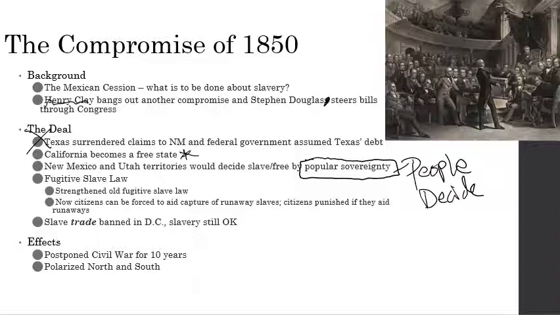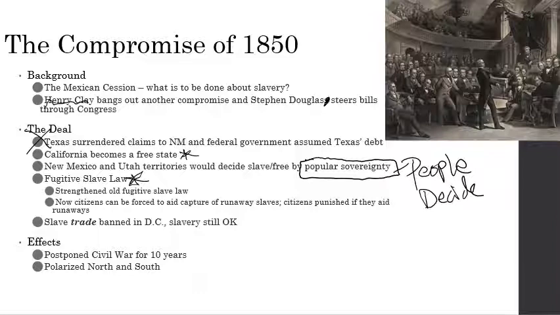So to help the South out as part of the compromise, there's a new fugitive slave law that becomes important. So it strengthens an old fugitive slave law, but the big thing about it is that now citizens can be forced to aid in the capture of runaway slaves. Like, you can't just look the other way if you know that there's a runaway slave. You have to report it, and also you can be commissioned by slave catchers to be part of what was called the posse, to go out and try to find slaves. Also made it much easier to return runaway slaves. Citizens were punished if they aided runaway slaves.